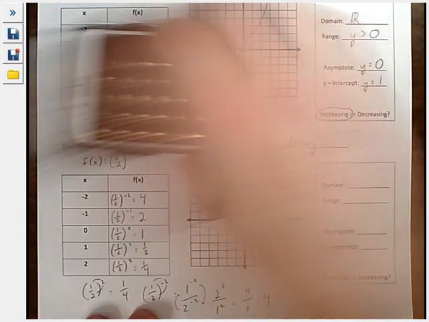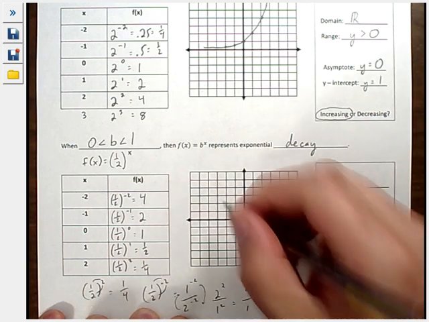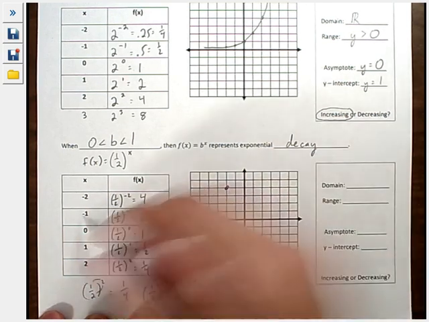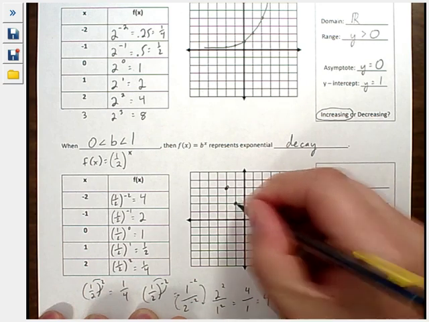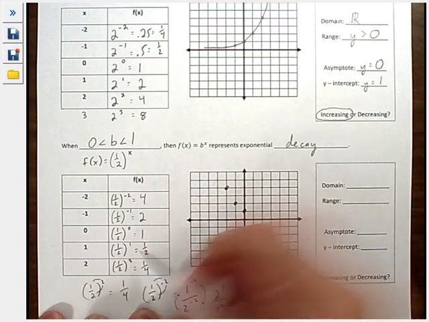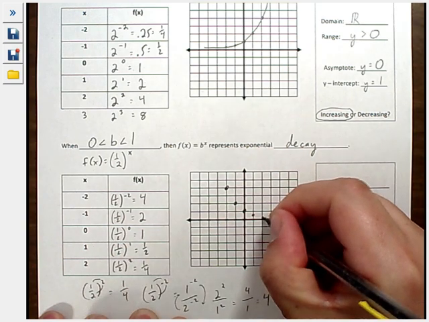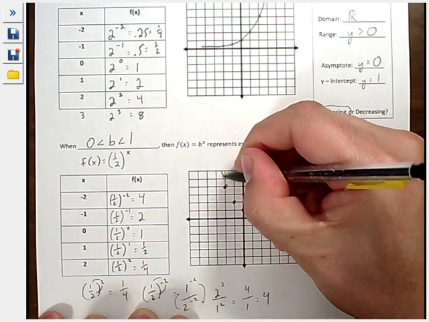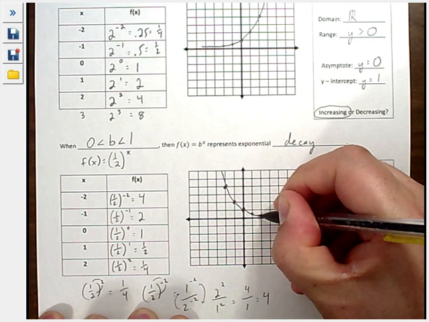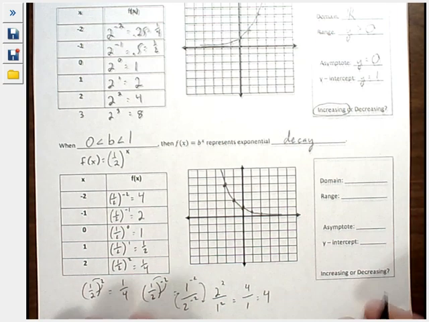Now that we have our values, we can go ahead and graph these. At -2, our value is 4. So here's -2, 1, 2, 3, 4. Here's -1, 2. Here's 0, 1. 1, 1/2. And then 2, 1/4. And again, we'll connect these with a smooth curve. I'll do my very best here. And there we go. So it starts to flatten out right there.